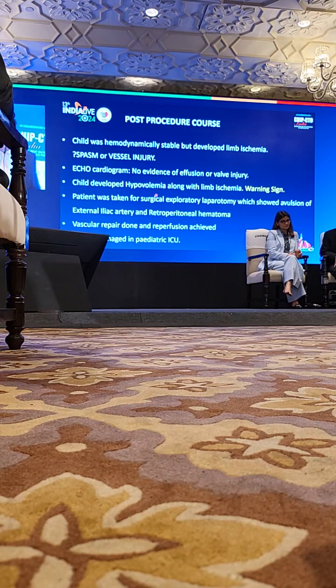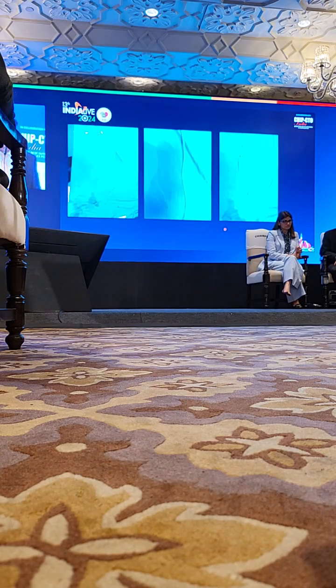The child was shifted to the pediatric ICU, but meanwhile, the child developed hypovolemia and limb ischemia. This was a warning sign. Immediately, the patient was taken up for surgical exploratory laparotomy, which showed an avulsed external iliac artery and retroperitoneal hematoma. Vascular repair was done and reperfusion was achieved, and the patient was managed in pediatric ICU subsequently.